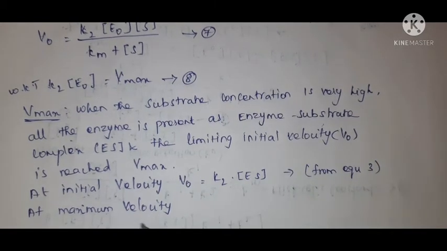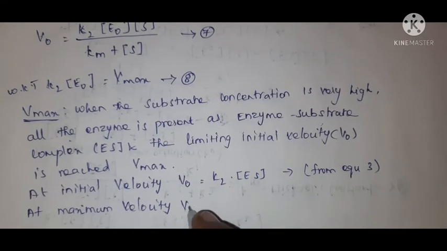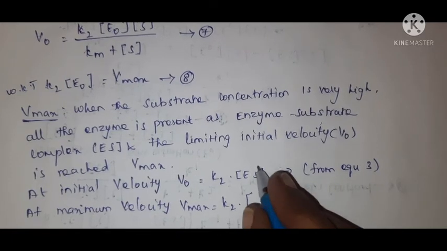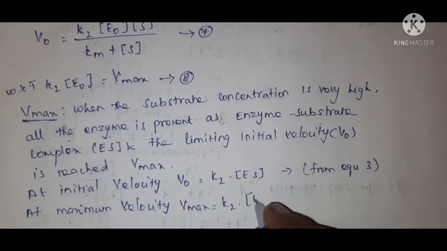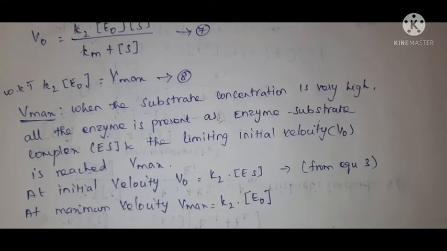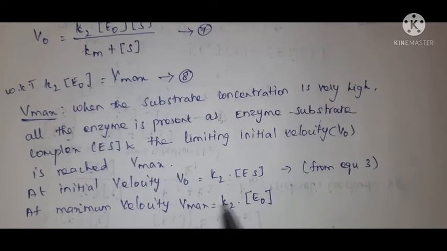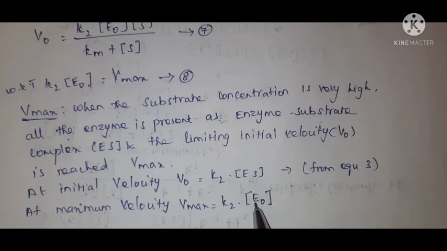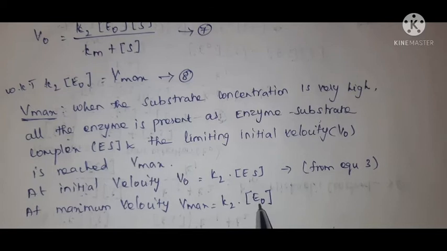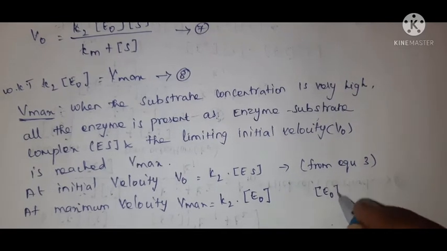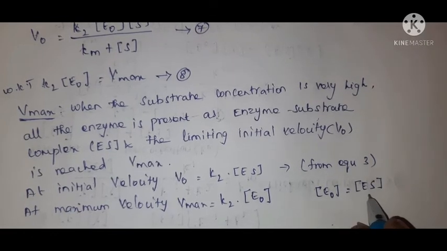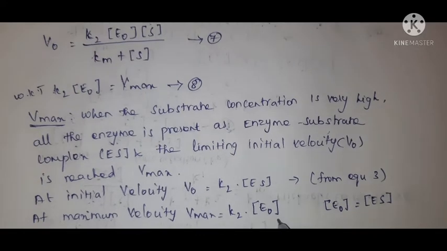Okay, and the maximum velocity, so V max is equal to K2 into, since all the enzyme substrate complex is nothing but your total enzyme concentration. So at maximum velocity, all the enzyme is present as enzyme substrate complex. So the enzyme substrate complex is equal to your total enzyme concentration. So V max is equal to K2 into E naught. That is, your total enzyme concentration is equal to the concentration of enzyme substrate complex at maximum velocity. So this is the thing we are substituting here.